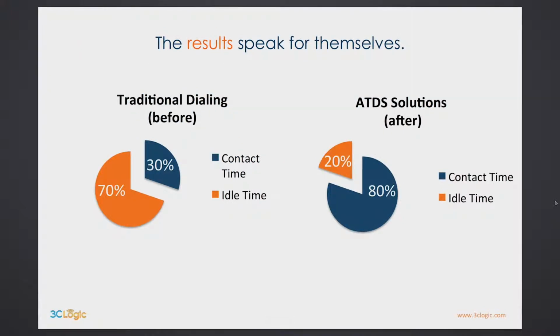The results truly spoke for themselves. With traditional dialing, 70% of your time is spent not talking to consumers, meaning you don't have an opportunity to do your job well or to make money if you're commission-based. Afterwards, it's better than flipped. 80% of your time is actually talking to people, 20% is idle. Huge difference for the industry.